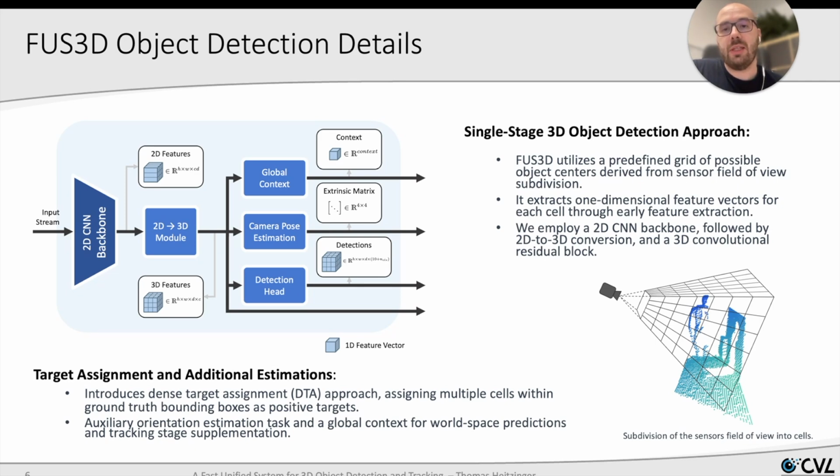Based on this 4D tensor, we can compute three things. First, a global context vector, which is passed on to the tracking stage. Second, we train the network to estimate the camera pose. While for inference we assume that the camera intrinsics are known, we find that training the network to predict the camera pose leads to more accurate results. Third, we predict preliminary bounding box proposals. If the application does not require tracking over time, then these proposals can already be used as outputs.